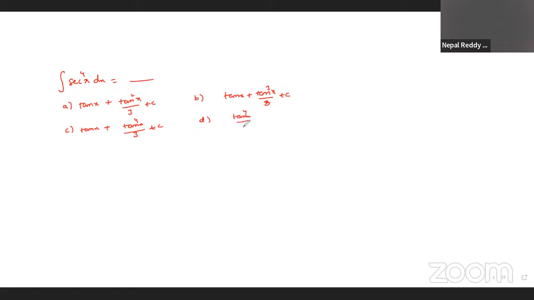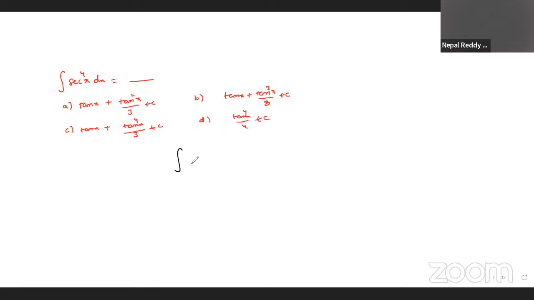The question is based on reduction formulae, but in terms of tan. The integral of secant x whole power 4 into dx. Option A is tan x plus tan square x divided by 3 plus c. Option B is tan x plus tan cube x divided by 3 plus c. Option C is tan x plus tan x whole power 4 by 3 plus c. Option D is tan x power 4 by 4 plus c.